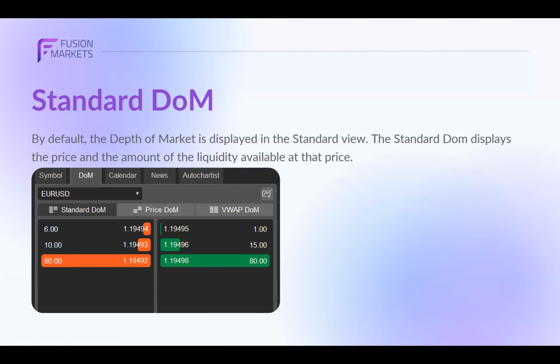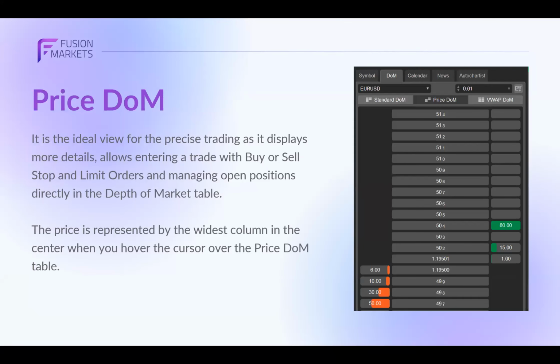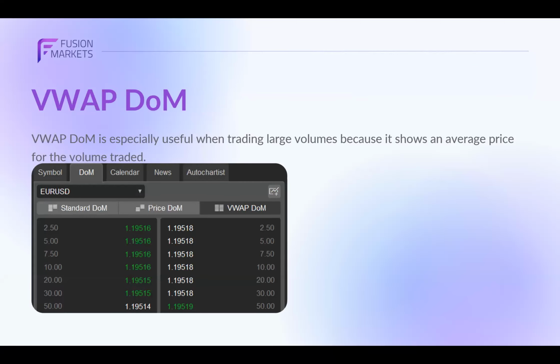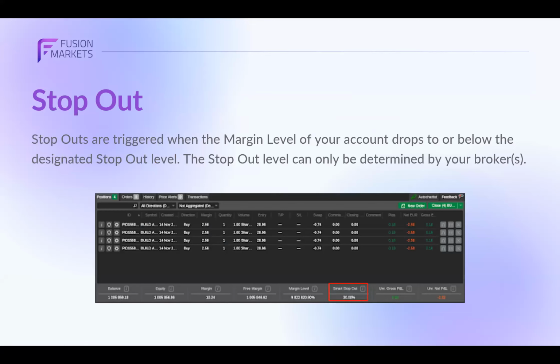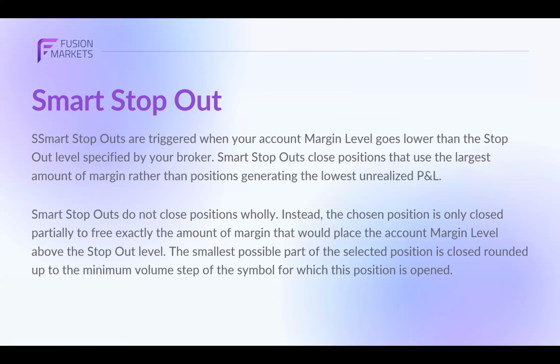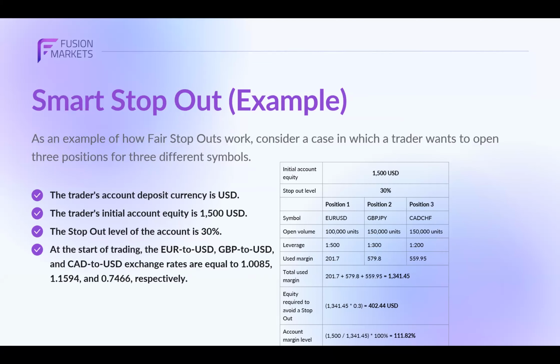Excellent. So we've gone through our standard depth of market, got our price depth of market here, which I've explained, volume weighted average pricing, which is excellent as well. Now we're going to talk about trading conditions. So different stop out levels and how you can customize that. We'll talk about smart stop outs. We'll talk about a stop out example.